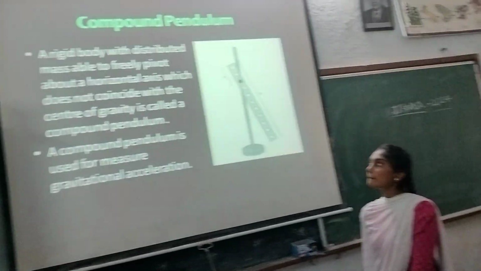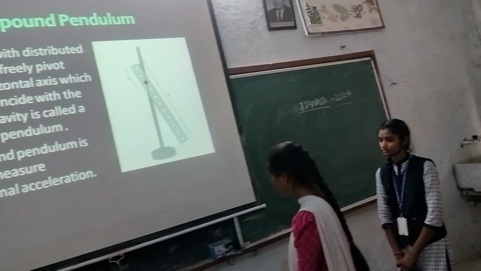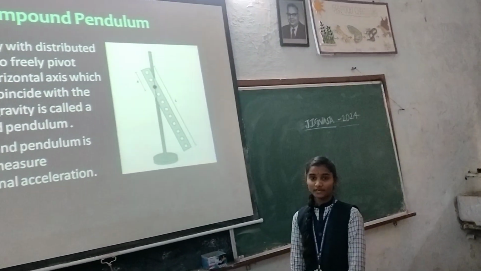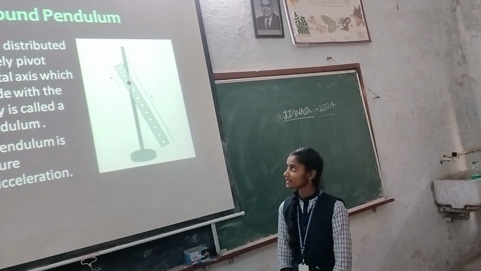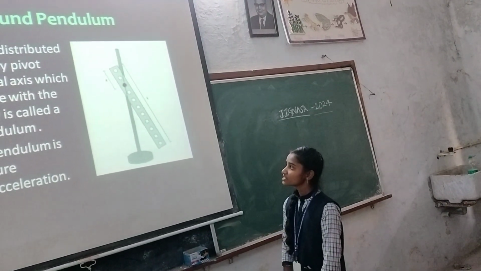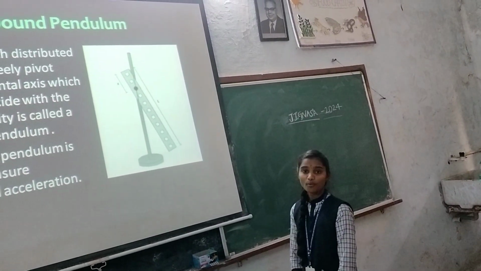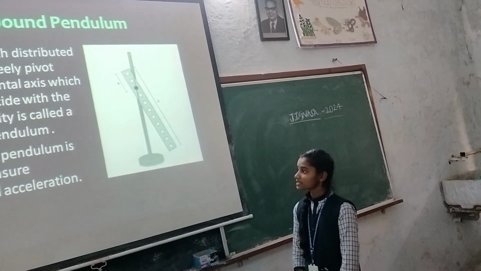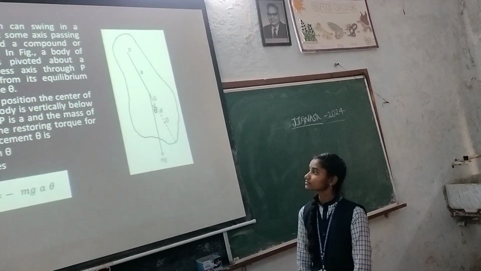Now my teammate Nandini will explain about compound pendulum. Compound pendulum. A rigid body with distributed mass able to freely pivot about a horizontal axis which does not coincide with the center of gravity is called a compound pendulum. Compound pendulum is used to measure the gravitational acceleration.